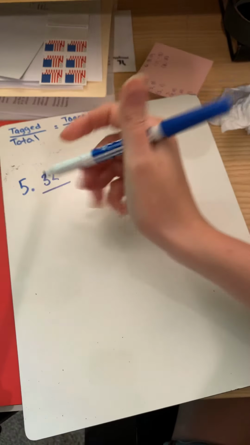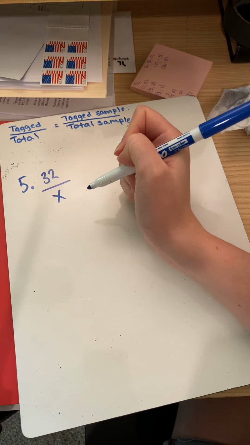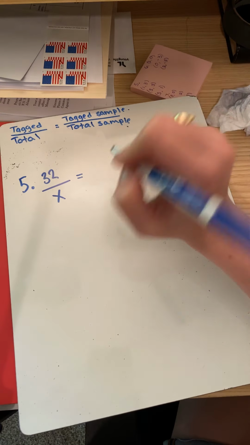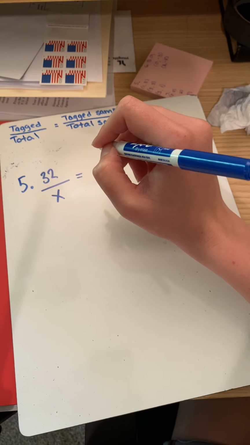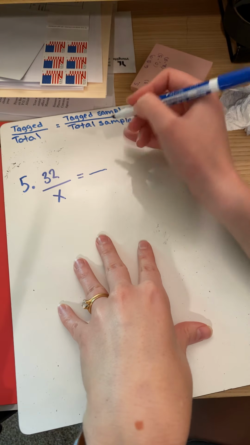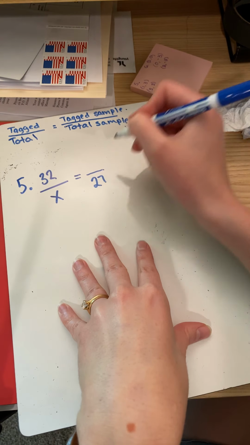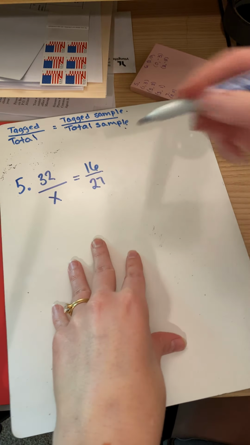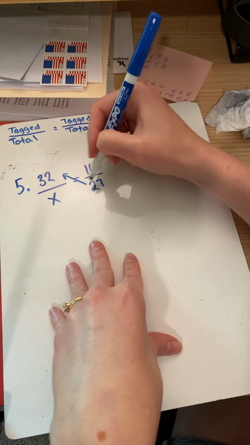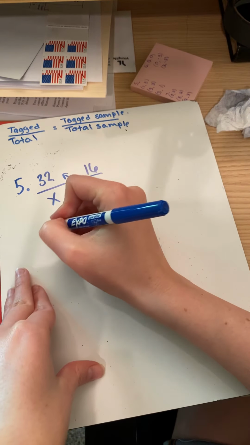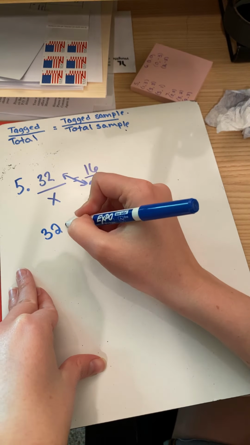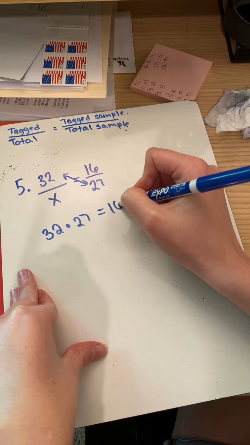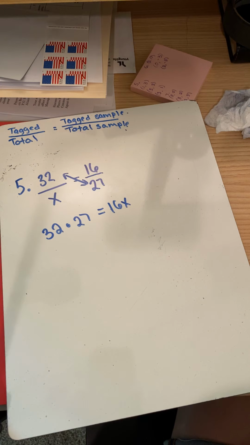So nothing has changed. They originally caught 32, but we don't know how many there were originally or total in the nature preserve. 2 months later, they come back and they catch a total of 27 rabbits, 16 of which were tagged. So we'll do our cross products again to be able to solve for x. 32 times 27 set equal to 16 times x.